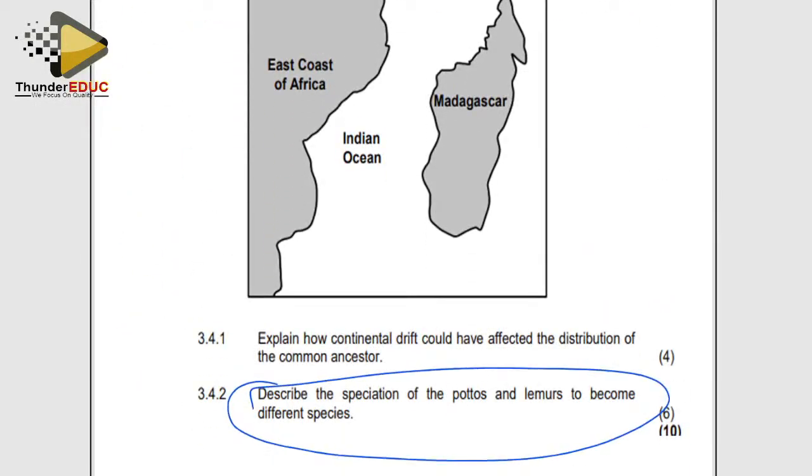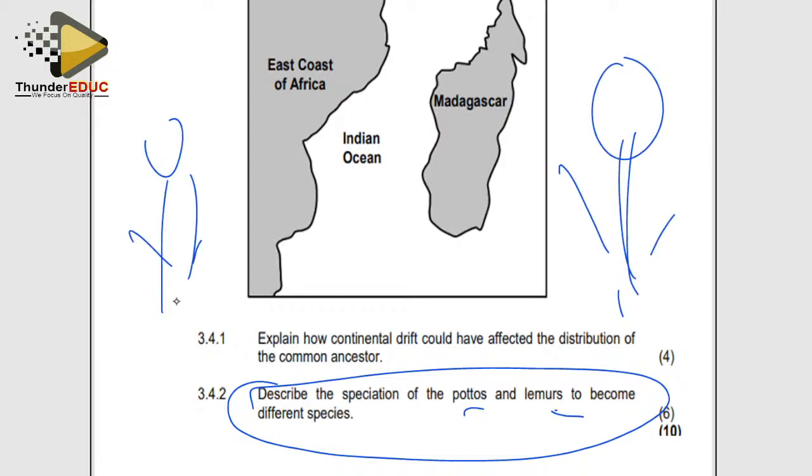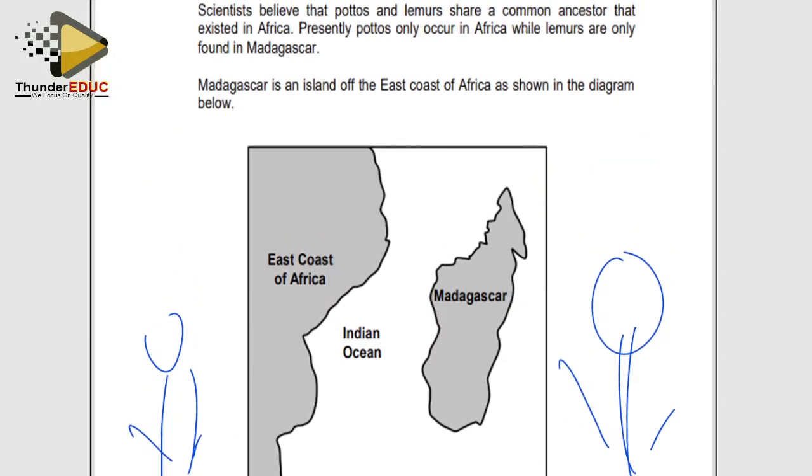How do you describe the speciation of pottos and lemurs? We can even bring in other plants or animals, depending on the desire of the examiner. Describe how they became new species. It means that there was a common ancestor somewhere. They are separated by the sea due to continental drift. And then what happened to them?